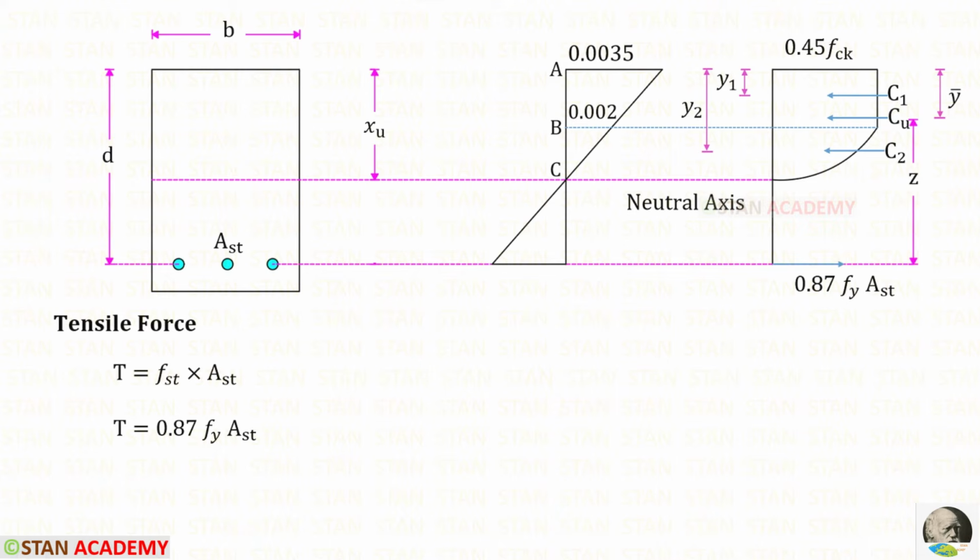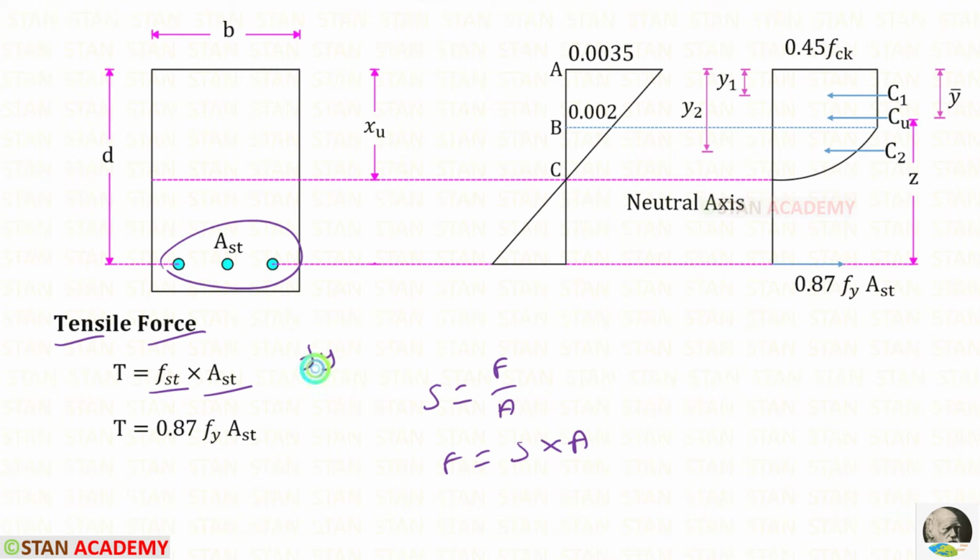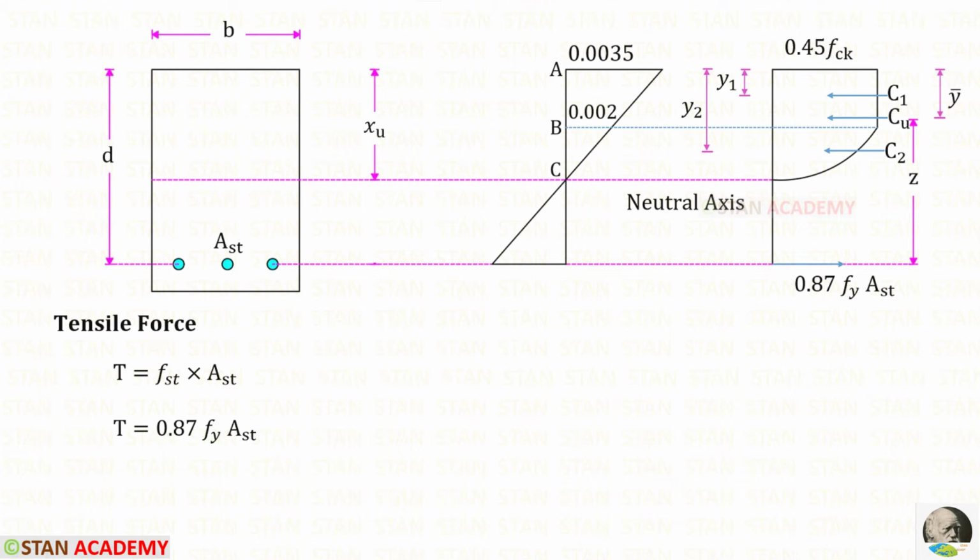Now let us find the tensile force. We know that stress is force by area. So force will be stress into area. In the tension area, we have the steel. The area is AST and FST is the stress in the steel. That will be Fy upon 1.15, which is 0.87 Fy. For the tensile force, we will get 0.87 Fy AST.